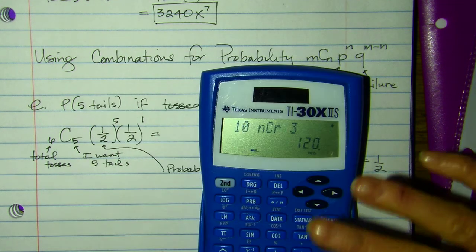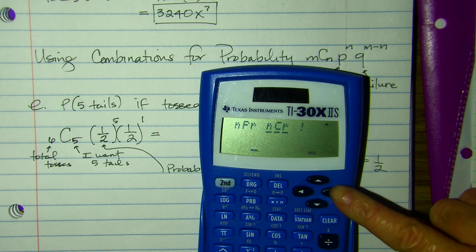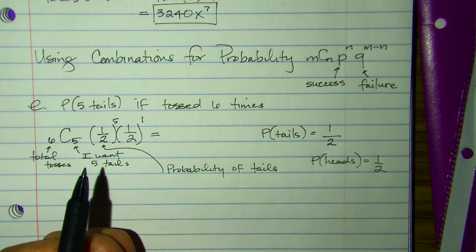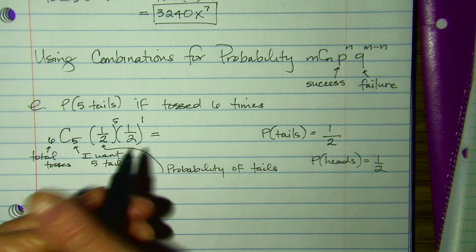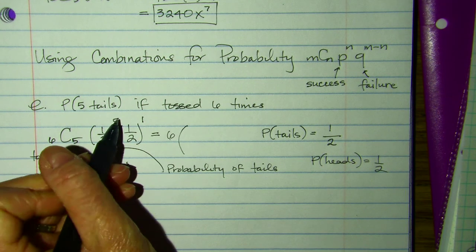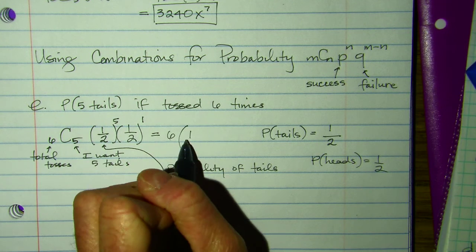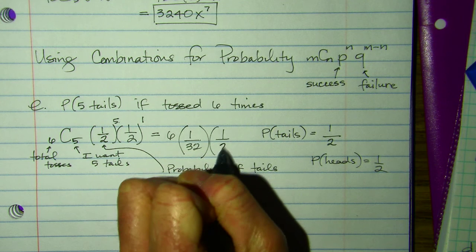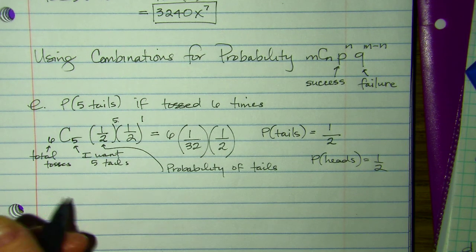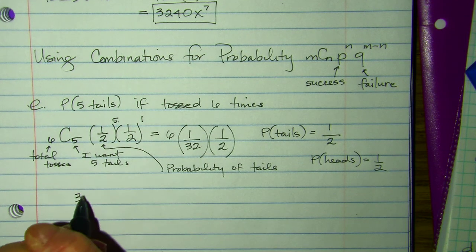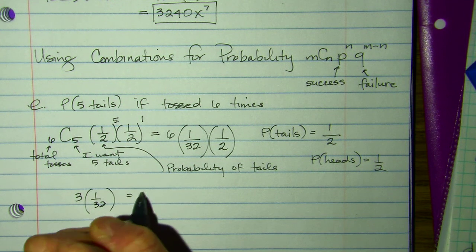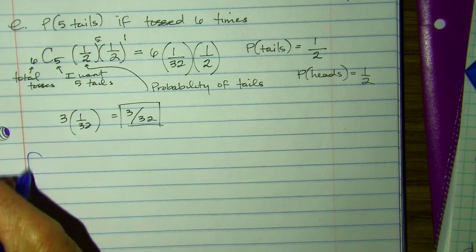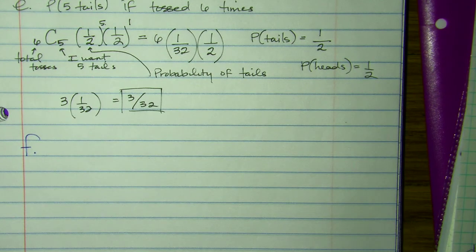So 6C5 times, that was 6. 1/2 to the 5th: 1 to the 5th is 1, 2 to the 5th is 32, times 1/2. So I'm going to simplify this. 6 times 1/2 is 3. Times 1/32 would give me 3/32. Now, I know that one was confusing. I get it. So let's now move on to part F.